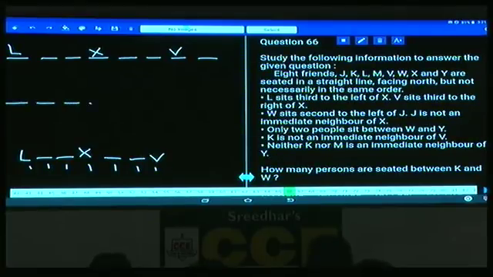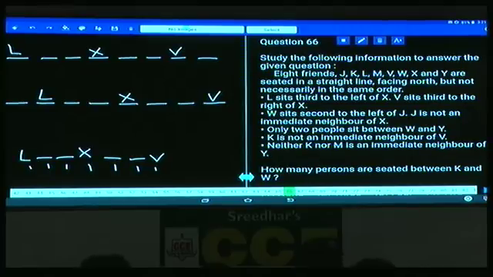1, 2, 3, 4, 5, 6, 7, 8. Now L can be at the second place. If L is at the second place, X will be here and V will be here. Hence, how many possibilities do we have? 2 possibilities. And afterwards, what is the other information here?